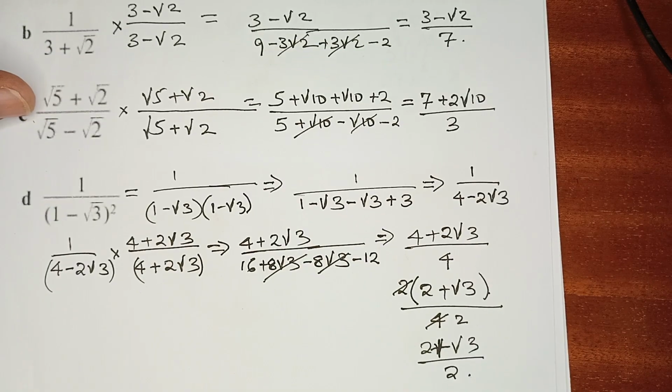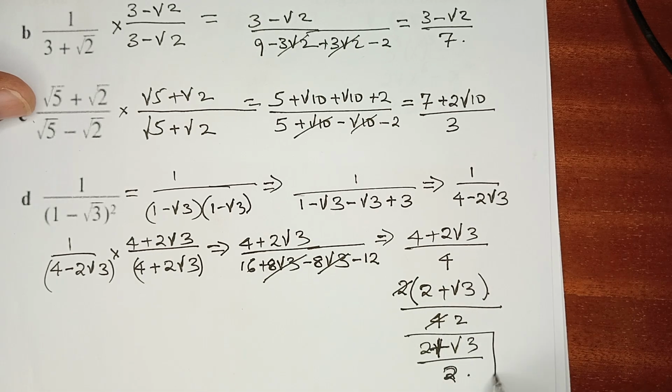And that is where we are. 2 plus root 3 all over 2. That is how we rationalize that denominator.